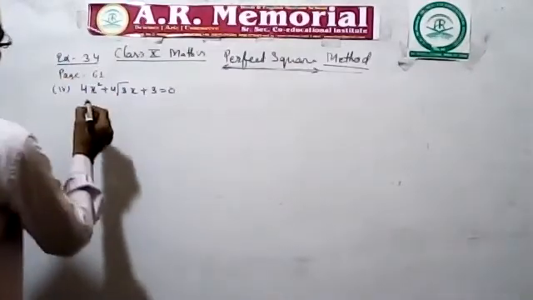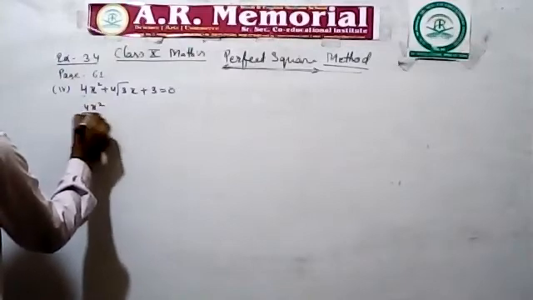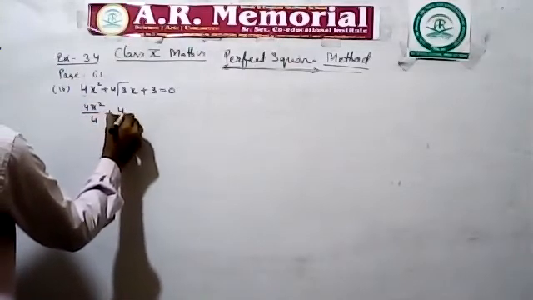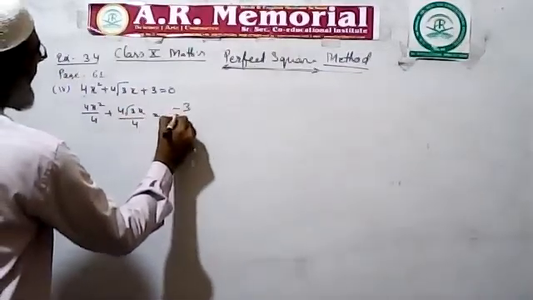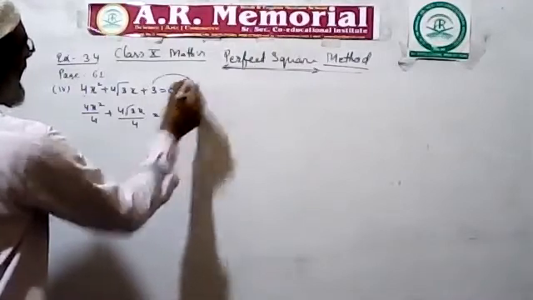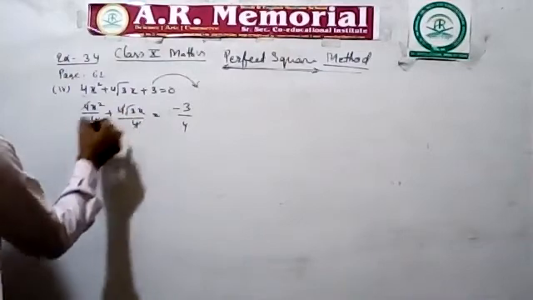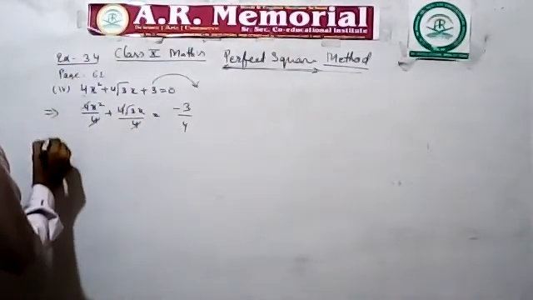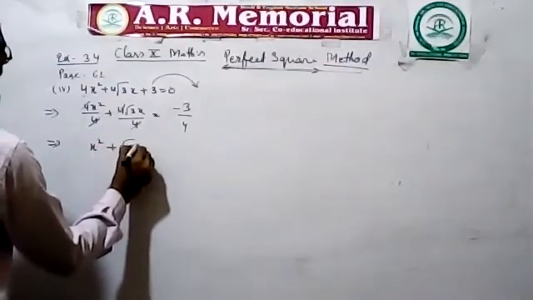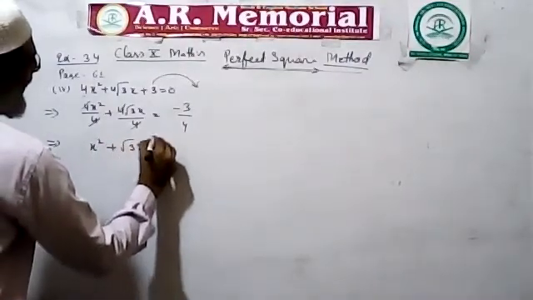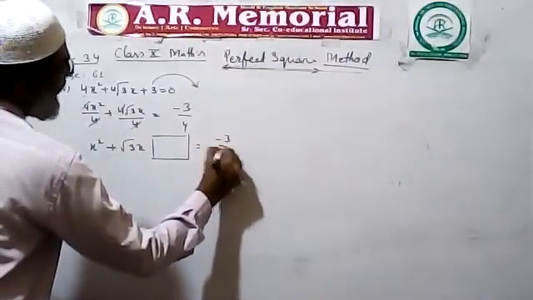This 4 in front, we do not want it, so what can we do? Divide by 4: 4x square upon 4, 4 root 3x upon 4, and this one, 3 upon 4. I already wrote it on that side. So 4 to 4, here also 4 to 4, so the new form is x square plus root 3x. Here we want to write a new number, so I put a box, equals minus 3 upon 4.